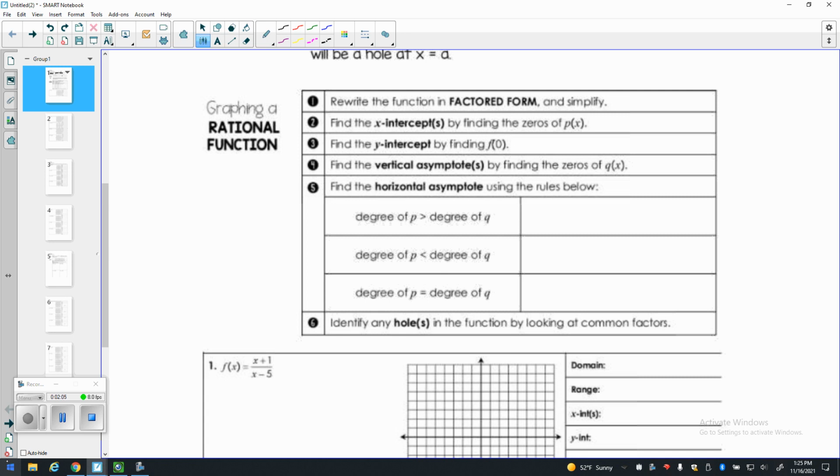You're going to hear me say top heavy, bottom heavy, the same. This right here is considered top heavy. I'm going to ask you, is it top heavy, is it bottom heavy, is it the same? Top heavy means the degree of my numerator is bigger than the degree of my denominator. If so, you do not have a horizontal asymptote. You'll have a slant asymptote, which you're going to learn tomorrow, and I'll go step by step through exactly how you're going to find that.